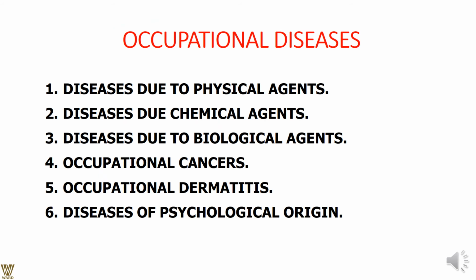First and foremost, the occupational diseases that come around. What are they? They are due to physical agents. They are due to chemical agents. They are due to biological agents. What are the things? Occupational cancer, occupational dermatitis, and diseases of psychological origin. These are things that we spoke around just a moment back. These are the things that we went around.